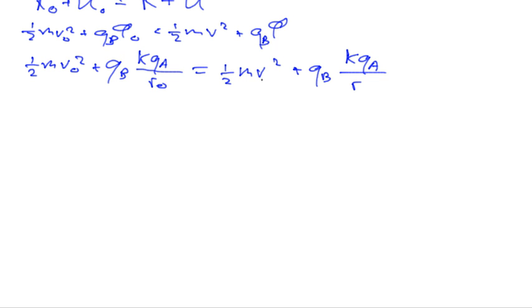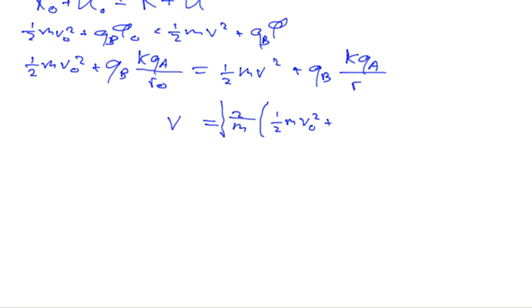So I think I'm going to subtract this from both sides, put it on the other side, multiply both sides by 2 over m. So that would give me v squared over here, and then I'm going to have to take the square root of both sides in order to do that. So here I have 1/2 m v0 squared plus this term minus that term.